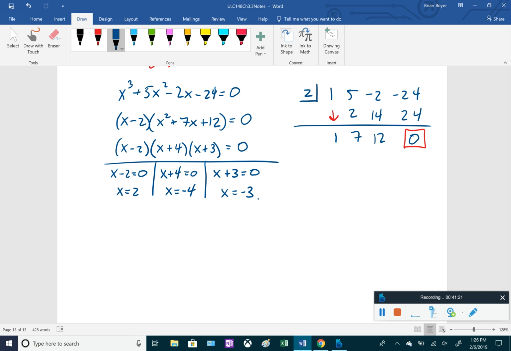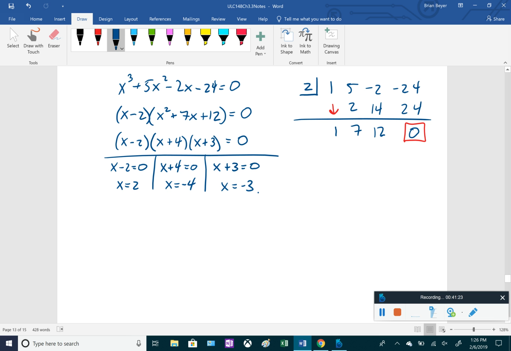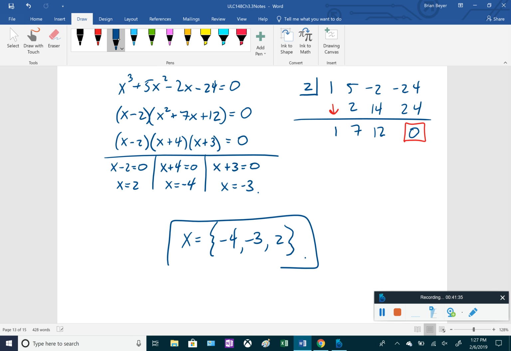So we already knew the x equals 2 answer. I just like to write it down also as we go. But these are our answers. These are our x-intercepts here. So I'm going to write this as a set: negative 4, negative 3, 2. So we could check these if we really wanted to by plugging them back in the original and making sure they worked. But I'm not going to do that.